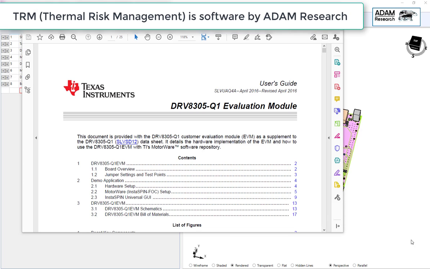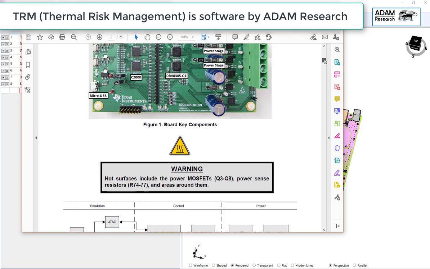Hello, today I want to show you how to use TRM to create an electro-thermal model and solution for a three-phase motor control board. As an example, I'm using this eval module from Texas Instruments. How does it look?